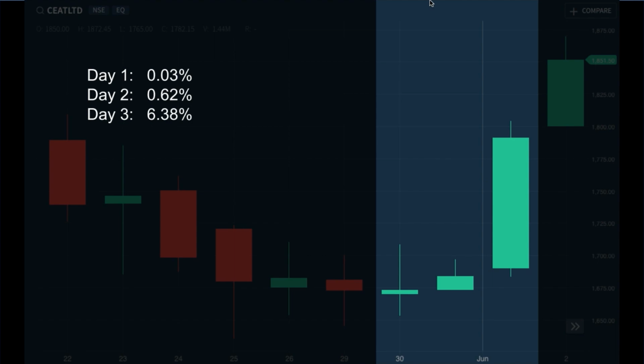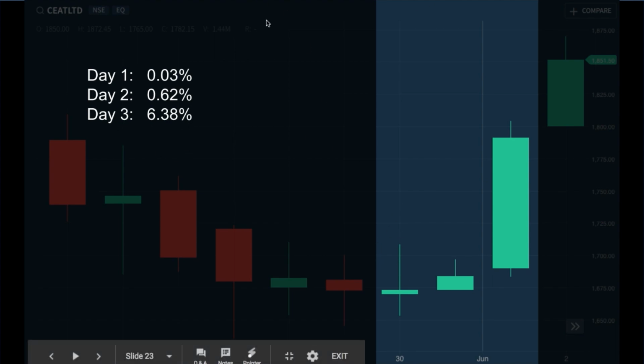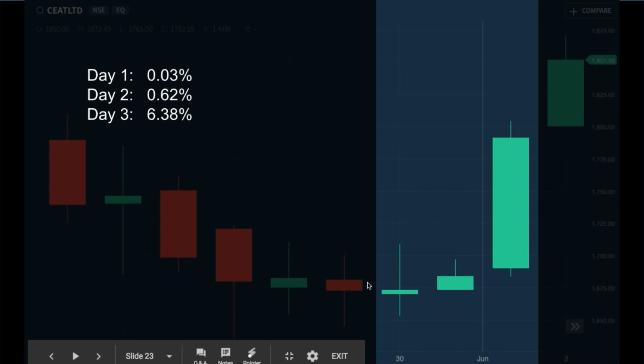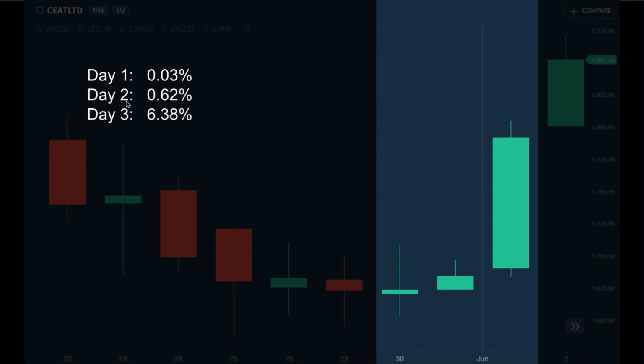Now, for those who are asking how I'm getting these numbers, don't worry. Just hover over this on your Upstox and you'll get the daily change based on close right here. It's called R, right? So it's basically yesterday's close compared to today's close on a percentage basis. So in this case, day number 3 is greater than day number 2 and day number 2 is greater than day number 1.